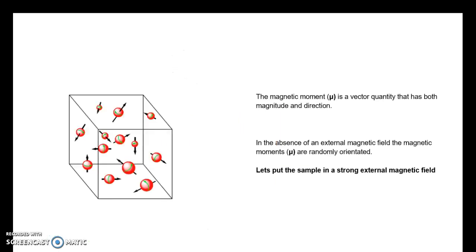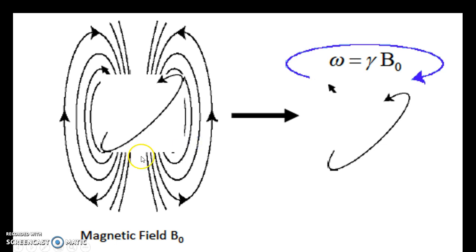Now, how this works with NMR. The magnetic moment, mu, is a vector quantity that has both magnitude and direction. In the absence of an external magnetic field, the magnetic moments, mu, are randomly oriented. So the electrons are moving in all different directions with different spins. But what happens when we add a strong external magnetic field?